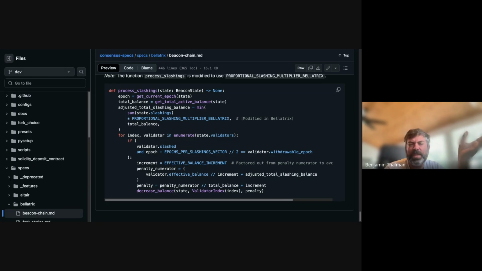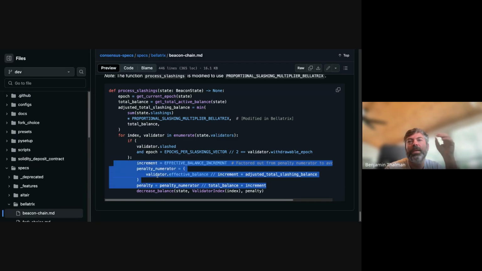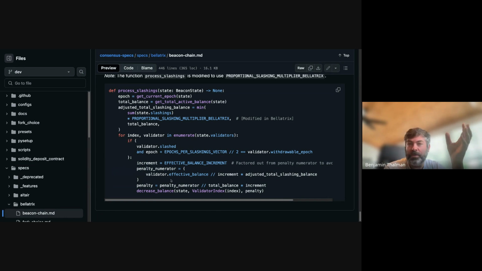I know it sounds really convoluted and this looks a little messy, but I promise you, or I don't promise you, but it'd likely be helpful if you start substituting things in. So start with penalty, substitute in penalty numerator. In penalty numerator, substitute in adjusted total slashing balance. And when you put all those things together, you can start moving them around and you'll be able to see things more clearly potentially.